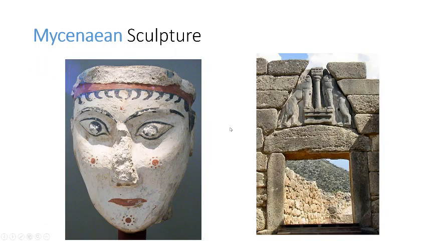Moving on, Mycenaean sculpture. We have very little from the Mycenaean world. I'll show you some figurines, and these are examples of a couple of things that we actually saw in our Bronze Age section. The one on the right here are the gates leading to the Mycenaean citadel at Mycenae. These would have been two heraldic figures of lions.